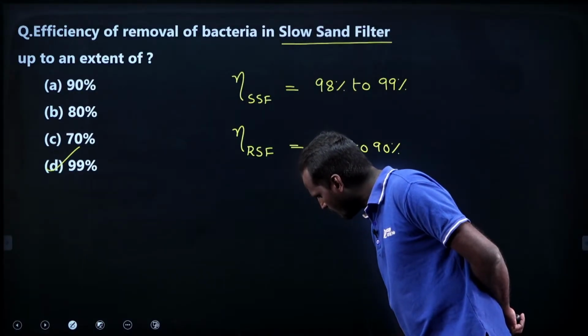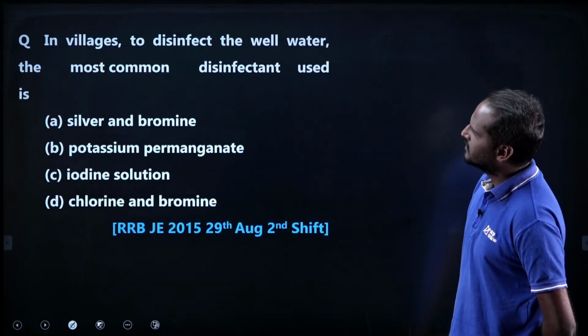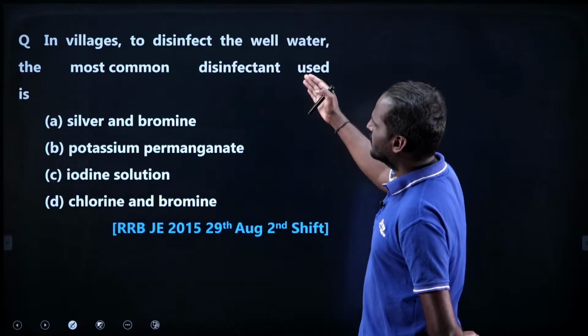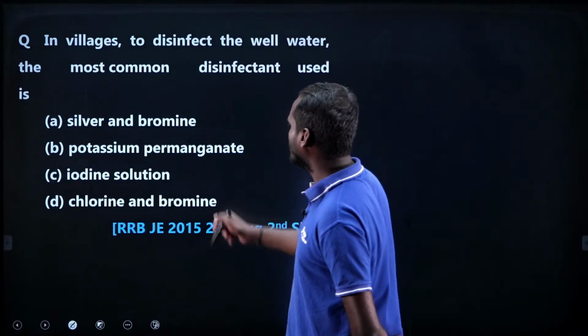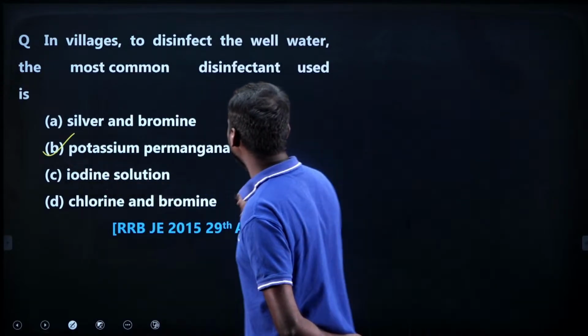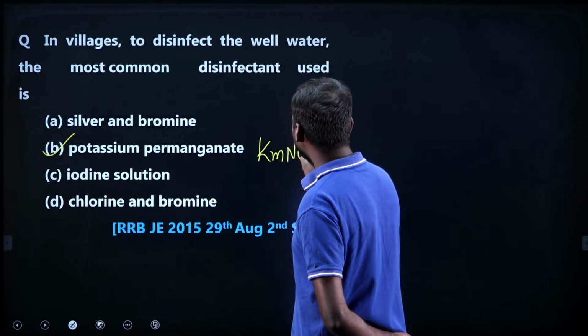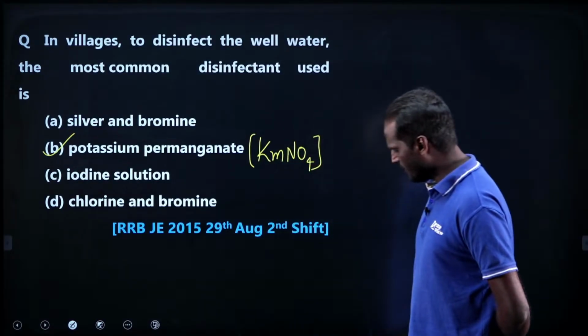Let me see how many of you are answering these questions. In villages, to disinfect the well water, the most common disinfectant used in rural wells is what? Potassium permanganate, that is KMnO4. You all studied KMnO4 is effectively used in disinfecting the rural wells, potassium permanganate, right?